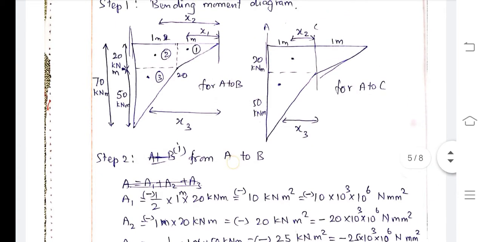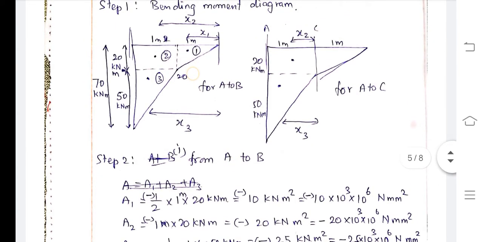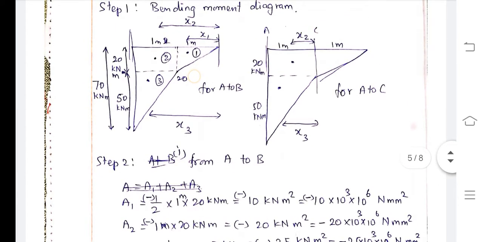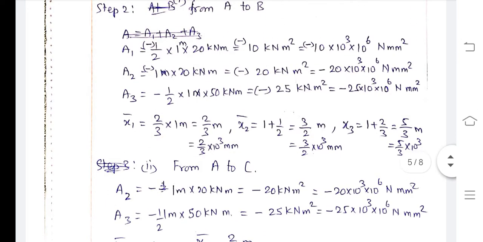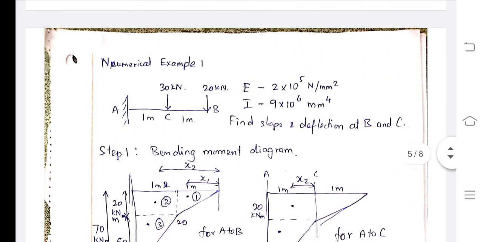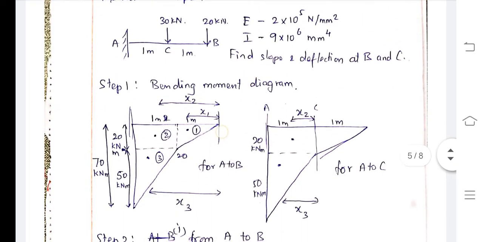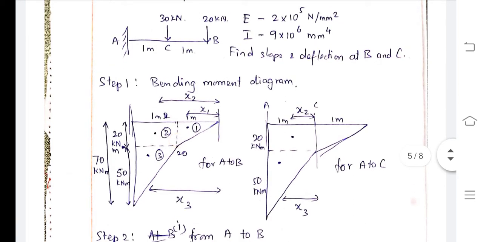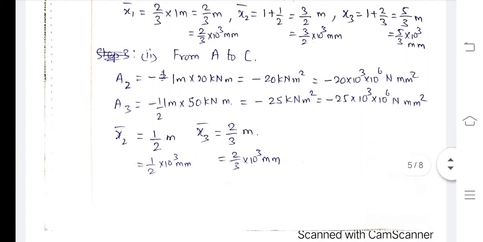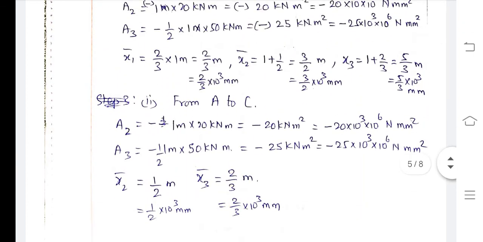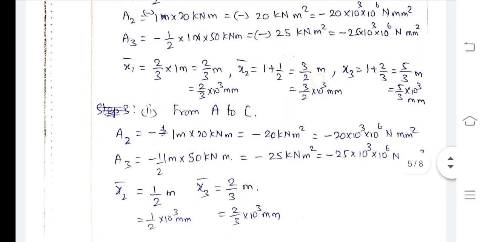Now the corresponding X bars. X1 is 2 by 3 of the base, so 2 by 3 of 1, so it will be 2 by 3 meters. Then X2: you can see that the X2 distance is from B to this CG point. It is already 1 meter from here to here, and then this is half of 1 meter, so it is 1 plus 1 by 2, that is 3 by 2 meters.